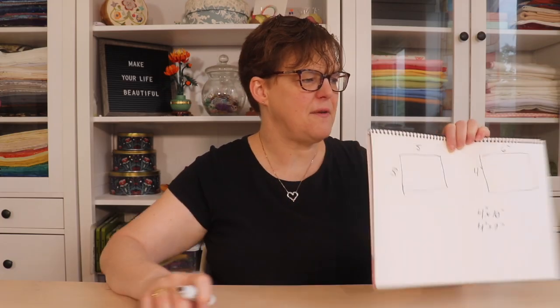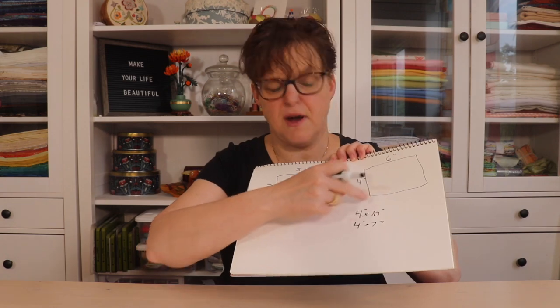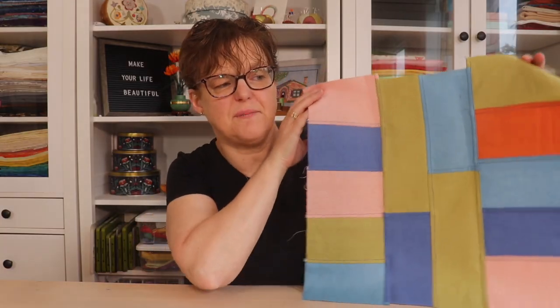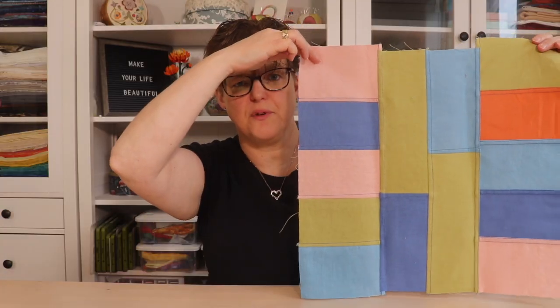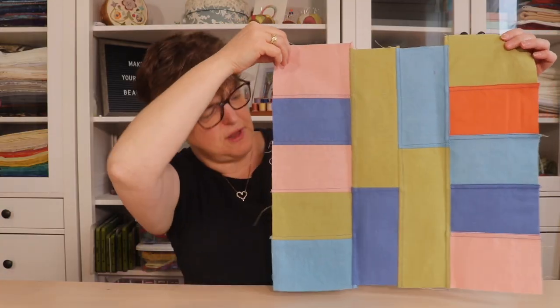I cut those at 4 inches by 10 inches and then 4 inches by 7 inches. And I thought that would give me pieces that were 3 by 9 and 3 by 6. So here's what my first test block looked like when I sewed all the pieces together. And this one looks pretty good.